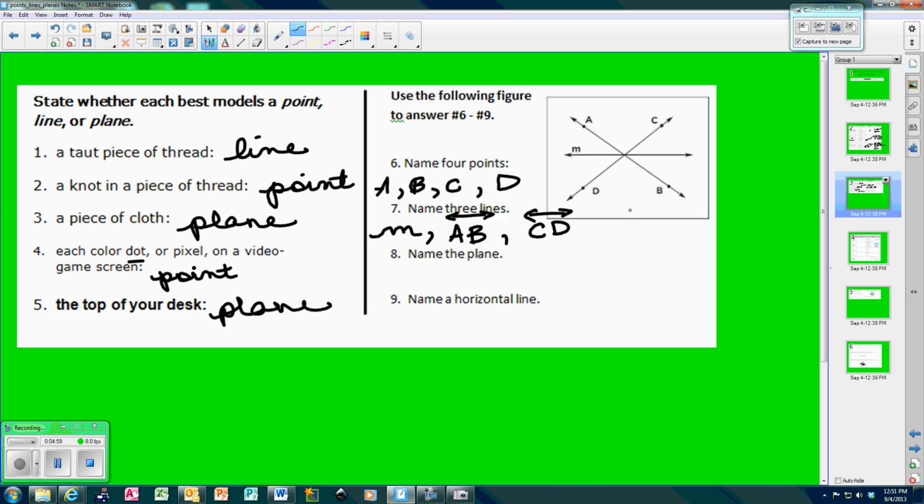Now if I were to name this plane, there's no uppercase letter, so I can't use those. I have to pick 3 points. So you pick any 3 points that you want. For example, I could say plane ABC, or maybe I wanted to do DAB, or maybe you wanted CDB. Just pick 3. Name a horizontal line. Well, m is the only one that's horizontal, so we're going to say line m.